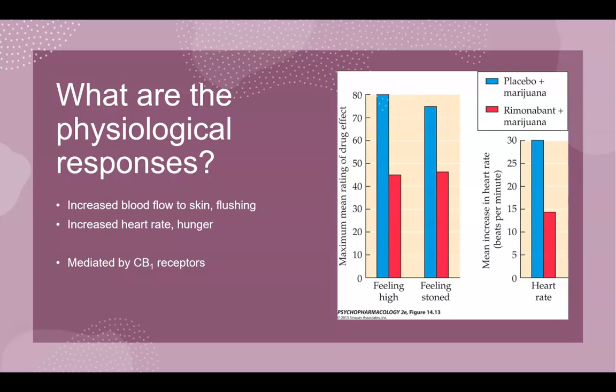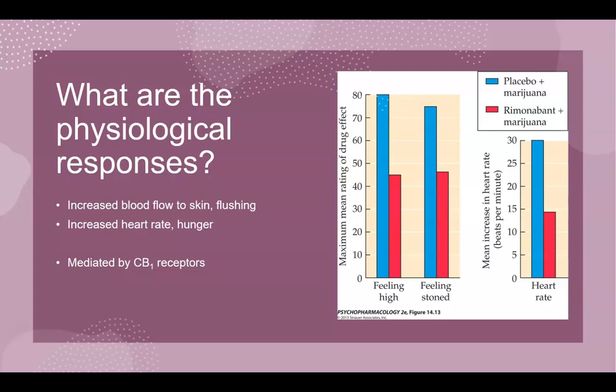Additionally, we do know that endocannabinoids, as we talked about, are critical for processing hunger. So a lot of people who take marijuana are going to have an increased appetite, aka the munchies. This has been documented both in human beings and in lab rats.